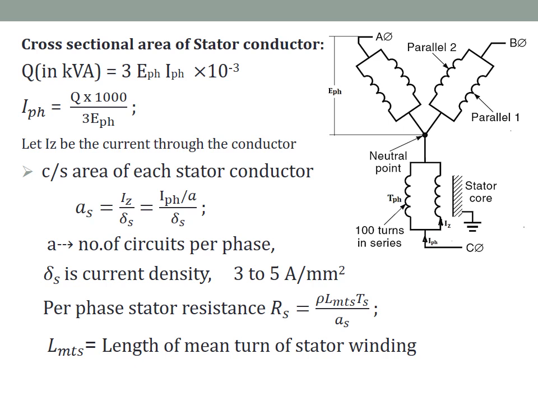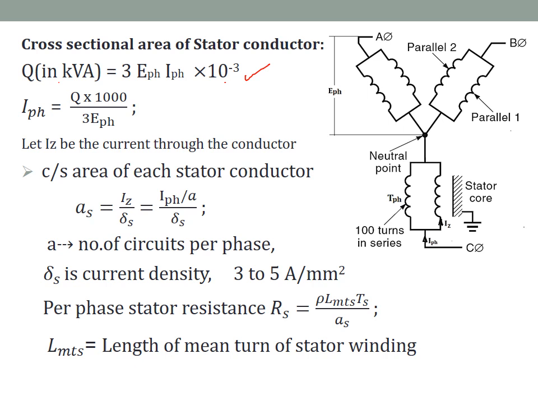Coming to the cross-sectional area of the stator conductor, consider this equation: Q in kVA is equal to 3 EPH IPH into 10 raised to minus 3. This is in volt-ampere, so to convert volt-ampere into kVA, we multiply by 10 raised to minus 3, which is nothing but dividing by 1000. From this equation, IPH is equal to Q into 1000 divided by 3 EPH.